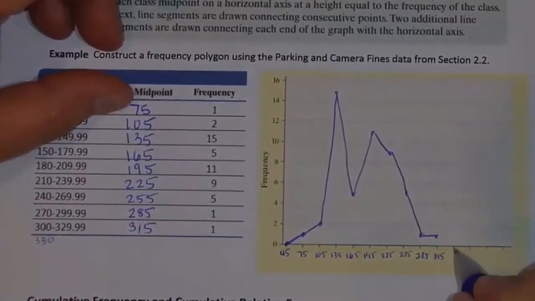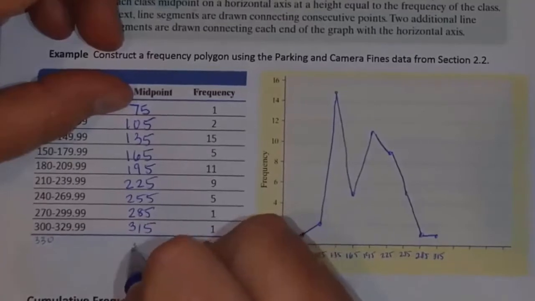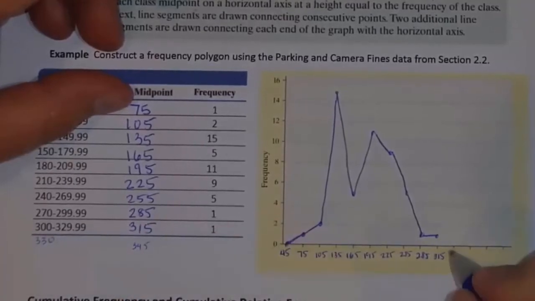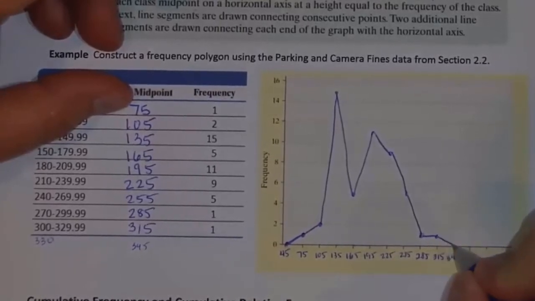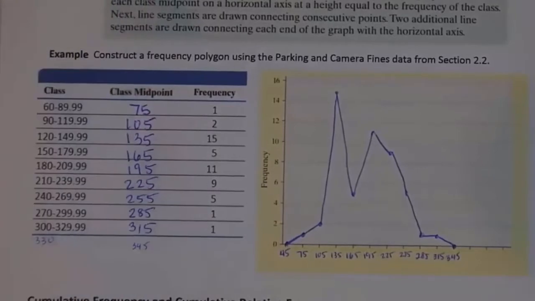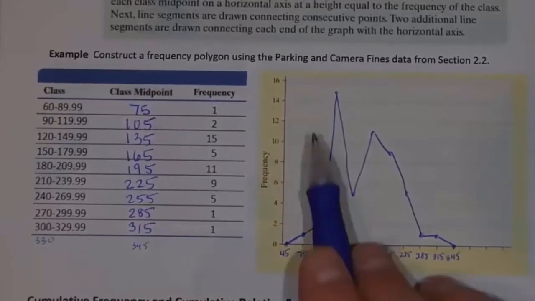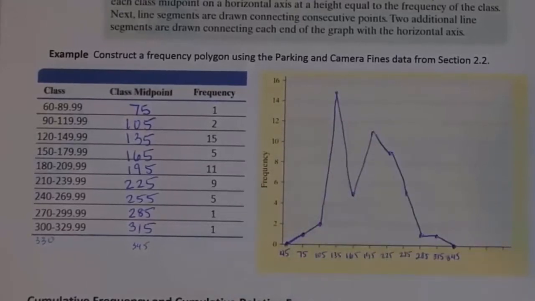Likewise, I'm going to come to 345, which would be the next midpoint if there was a next midpoint. So this would be 345. I'm going to put a point there, and I'm going to connect that. So that's indicating the frequency here would be 0. The frequency here would also be 0, and this forms our polygon.